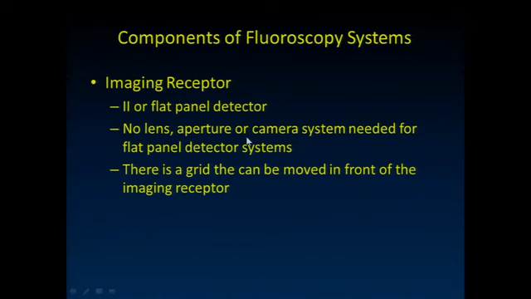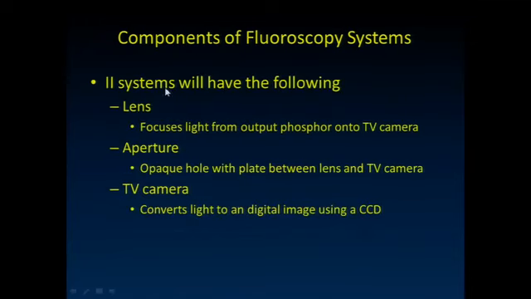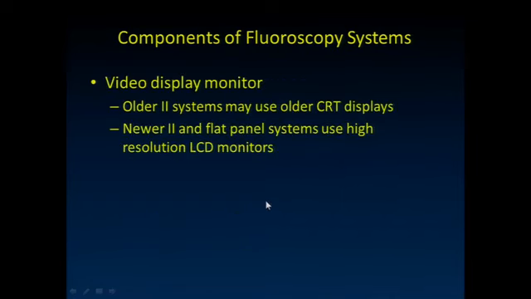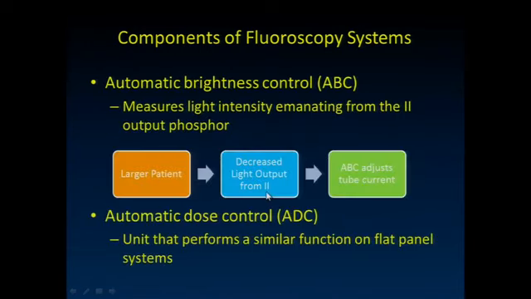So with flat panel detectors, right, we don't need a lens or an aperture or a camera system to take a picture of the image being developed. The II is like an old cathode ray tube TV kind of thing, and we've got something taking a picture of that. II systems do have that. They have a lens to focus light on the output phosphor of a TV camera. They have an aperture that you can open up to increase some of the light that's let through in that TV camera. I'm really not going to talk about those things.